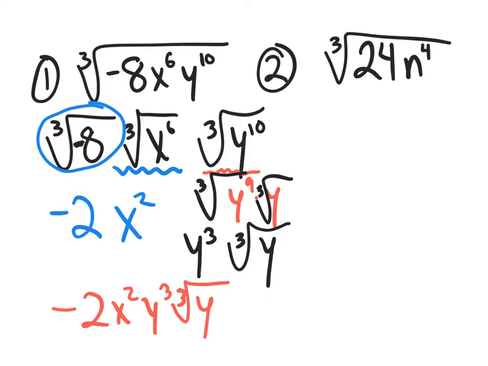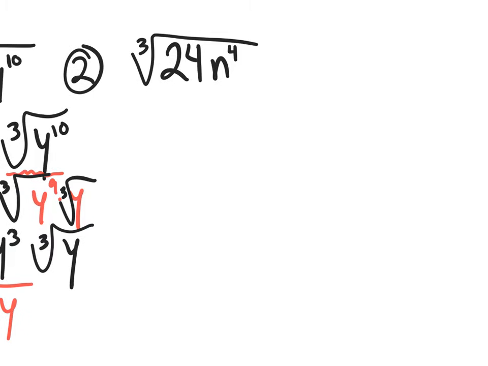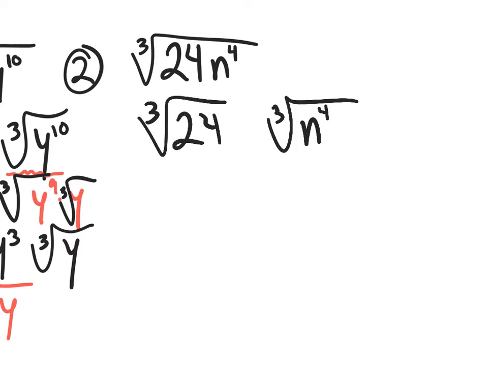Let's try the last one right there. The third root of 24n to the 4th. Well, I'm going to split the root. And the third root of 24, 24 is not a perfect cube number. So you need to rewrite it with multiplication to get a perfect cube number.